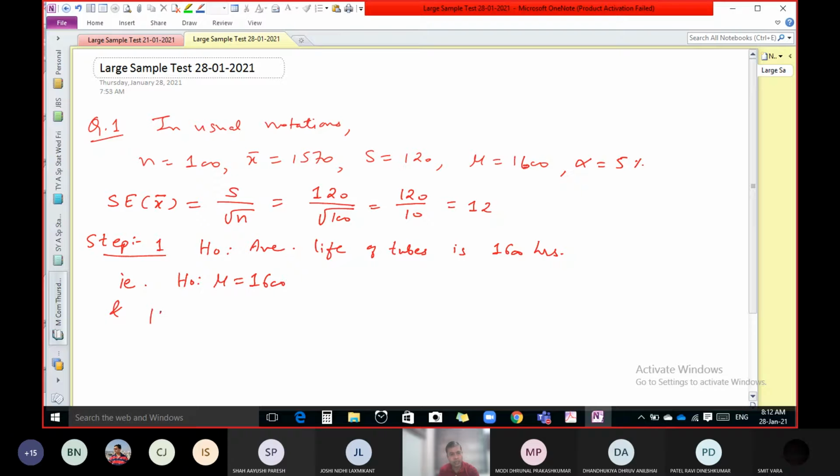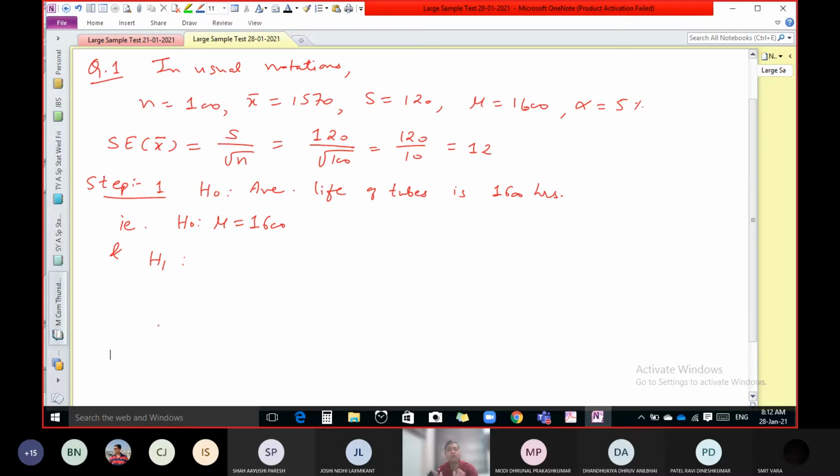And H1. In H1, we want to check whether it's 1600 hours or not. Nothing like that it is more than 1600, less than 1600, or at least 1600. So if nothing is given, we always have to consider it as a two-tailed test. So it is a two-tailed test. If it is less than 1600 or more than 1600, in both cases it is rejected because the claim is for 1600. So we have to check whether it's really less than 1600 or more than 1600. That is what we want to check.